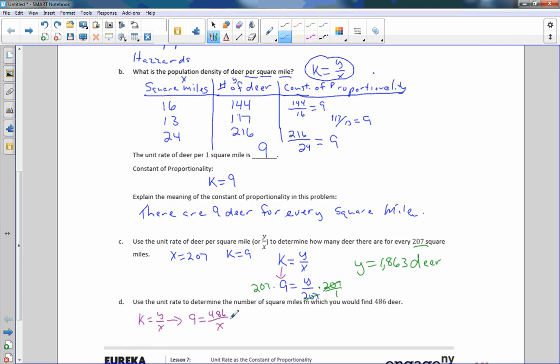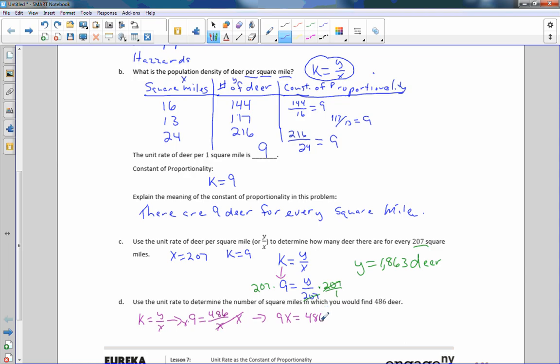We can do this in 2 steps, but there's also a shortcut, but let's just do the 2 steps for now. I won't confuse you with the shortcut. In order to get this 486, we have to get x out from underneath a fraction, so I'm going to multiply both sides by x. These x's will cancel, and then this will result in 9x, 9 times x, equals 486.